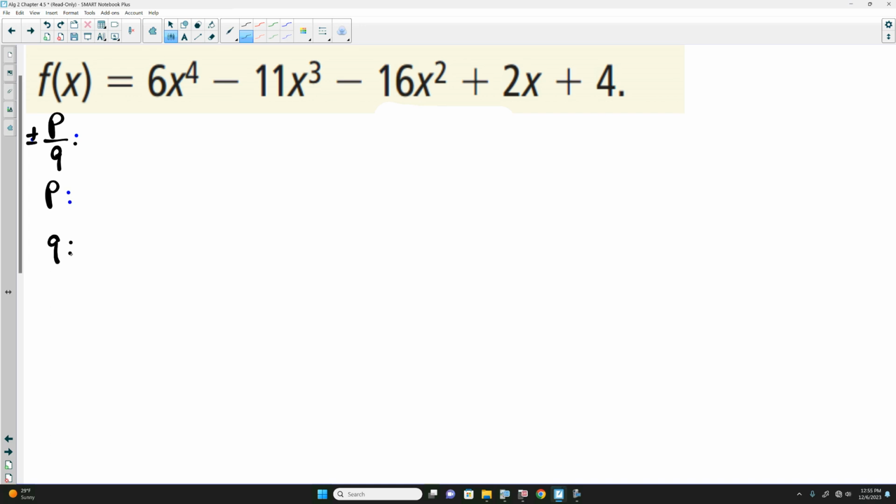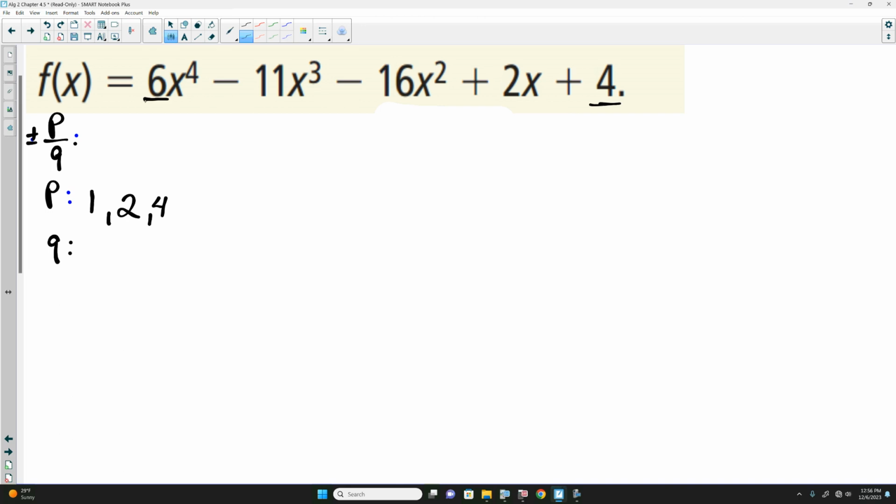Our factors of p over the factors of q. Factors of p. P is the constant term. Factors of the constant term, the term without a variable. Well, our first set of factors, in this case for 4, would be 1 and 4. The others are 2 and 2, but we're not going to list 2 twice, because as we said yesterday with the rational zeros, any that are repeated, we don't write them twice. We just write them once. So having a second 2 is not going to help or give us anything we don't already have.